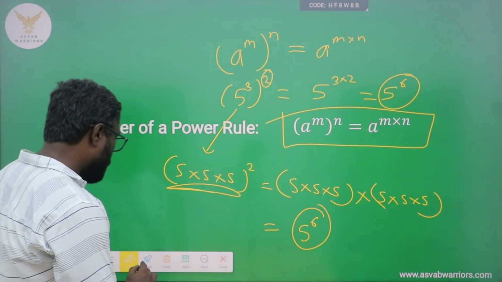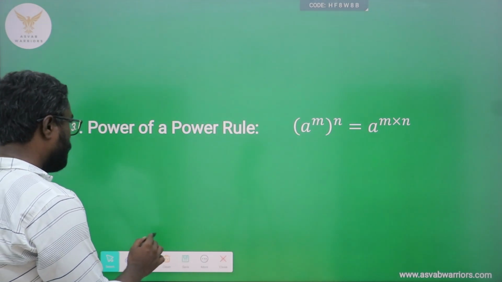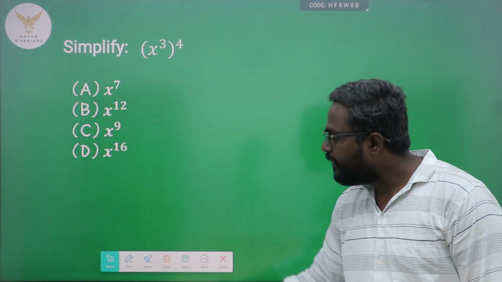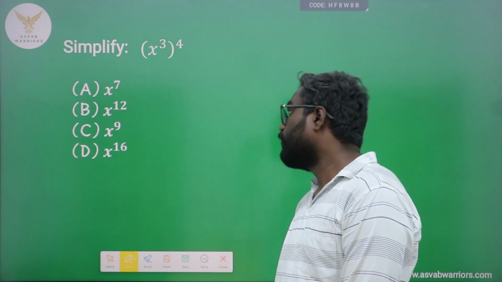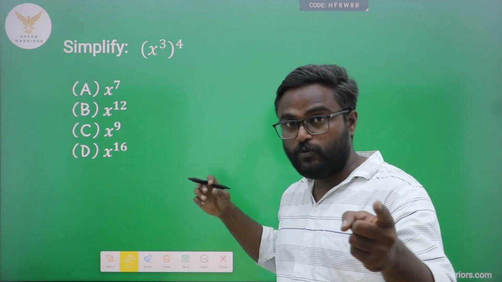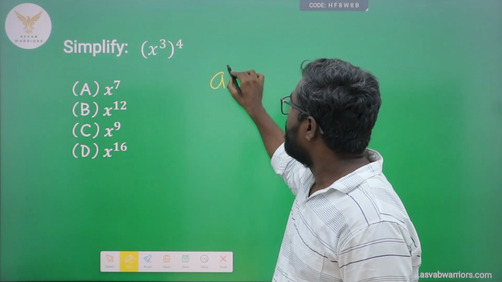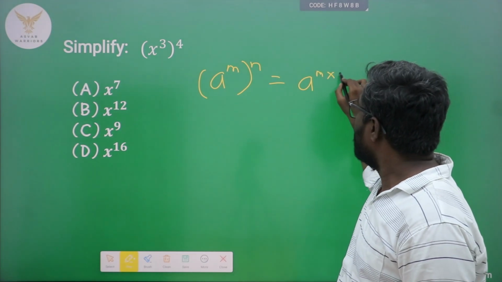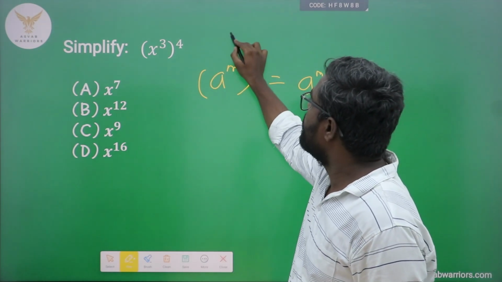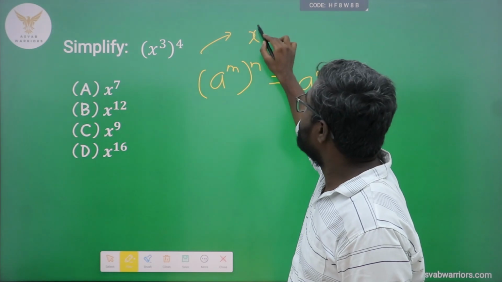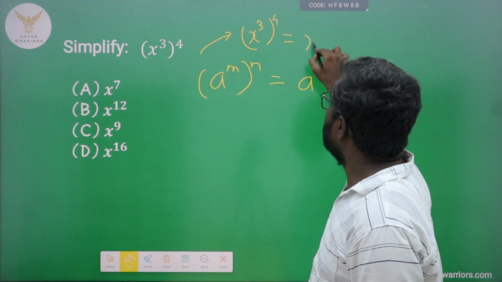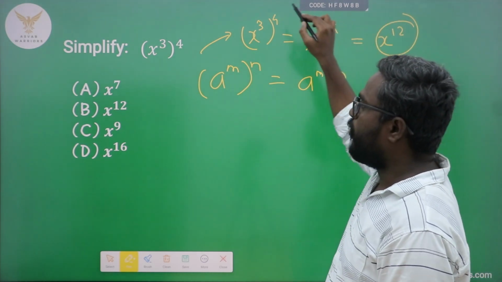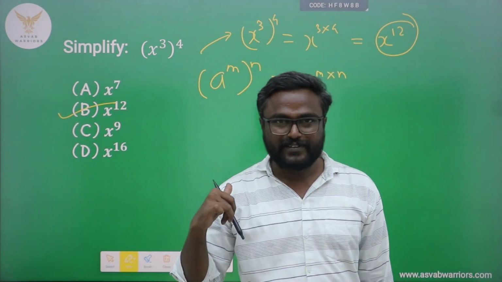So let us move on to solving some questions for this particular identity. What is given? X to the power 3 to the power 4. So what am I going to do now? The first thing that I will do for you is I'll write down the rule. A to the power m to the power n is nothing but equal to a to the power m times n. So what do I get for this? X to the power 3 to the power 4 is nothing but x to the power 3 times 4, which is nothing but x to the power 12. So option B is correct for this case.